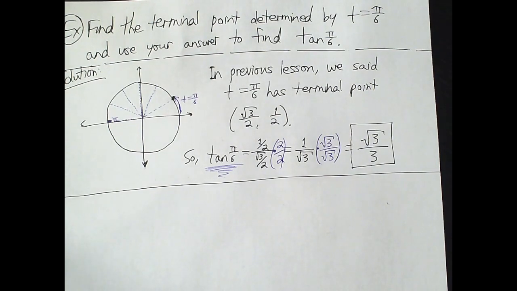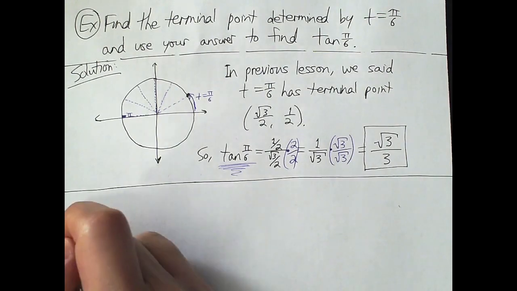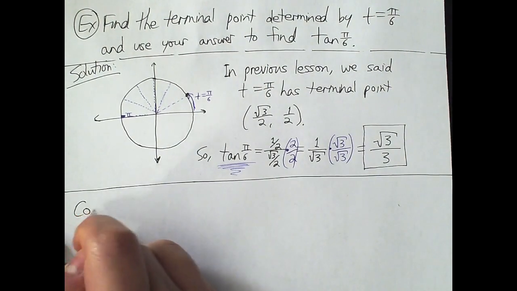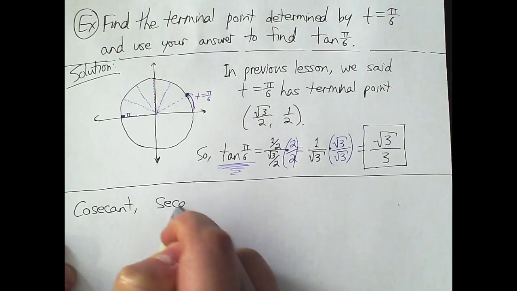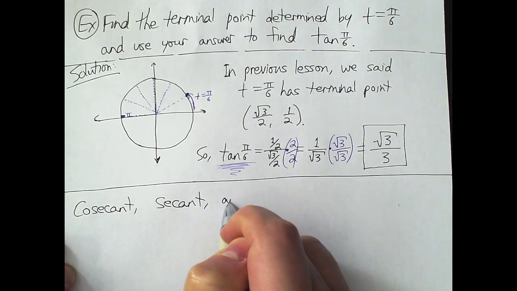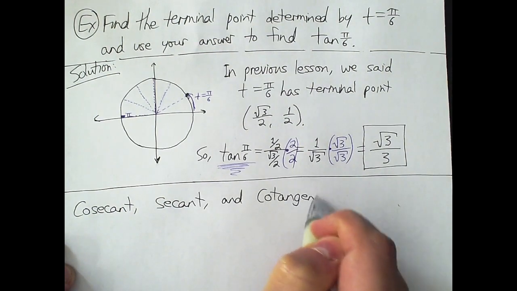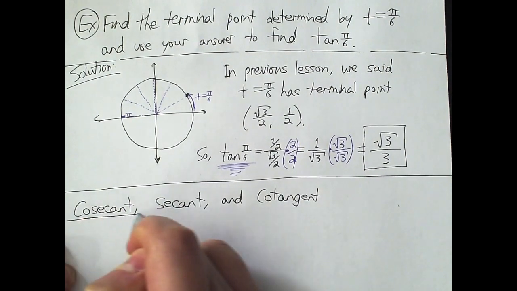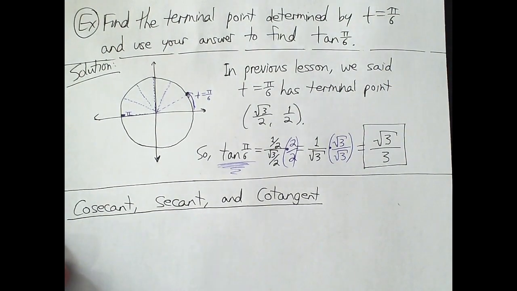Now, I said that there were going to be 6 trig functions. We've talked about 3 of them. We're going to talk about the other 3 altogether. The other 3 trig functions are cosecant, secant, and cotangent. And I've decided to list those in this order for a specific reason.